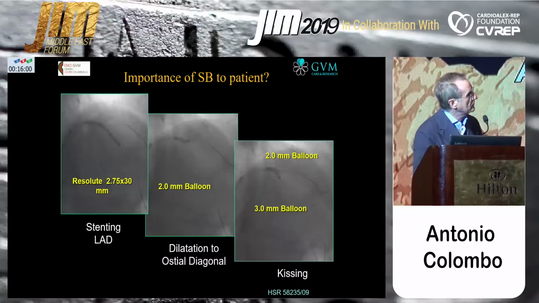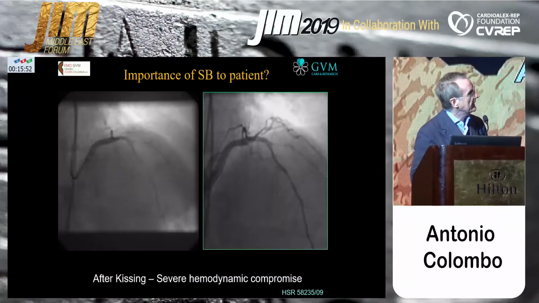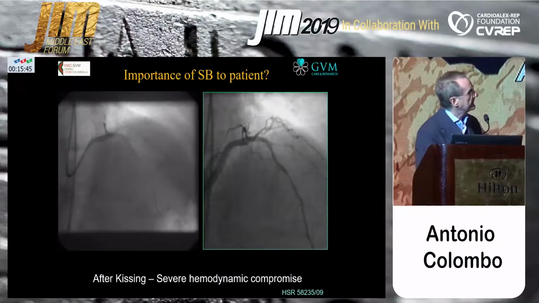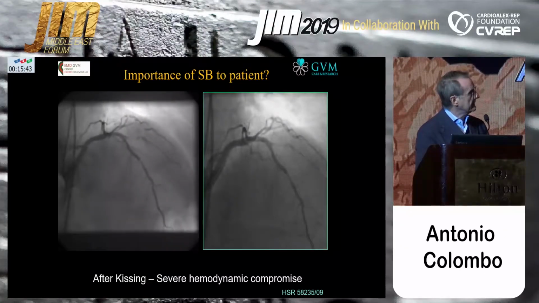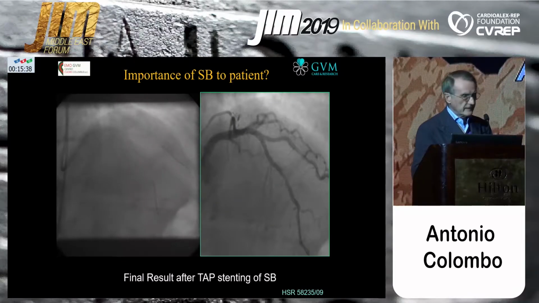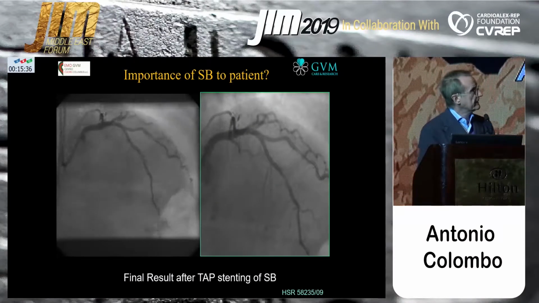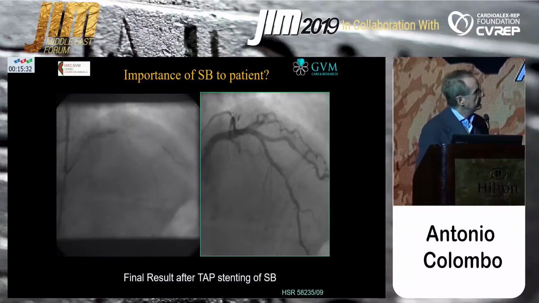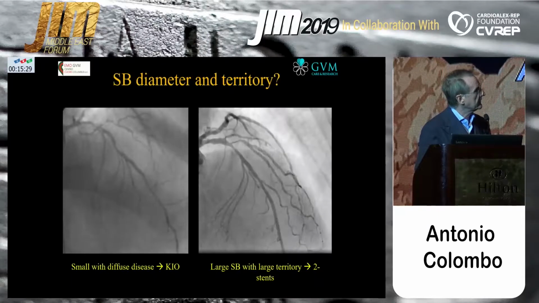Here they did not do like that. They went with the balloon, they did kissing, and at the end the side branch occluded, the patient had hemodynamic compromise. Thank God the wire is still there, so they were able to recross and place a stent. But maybe the drama would have been a little bit less if they went with two stents.